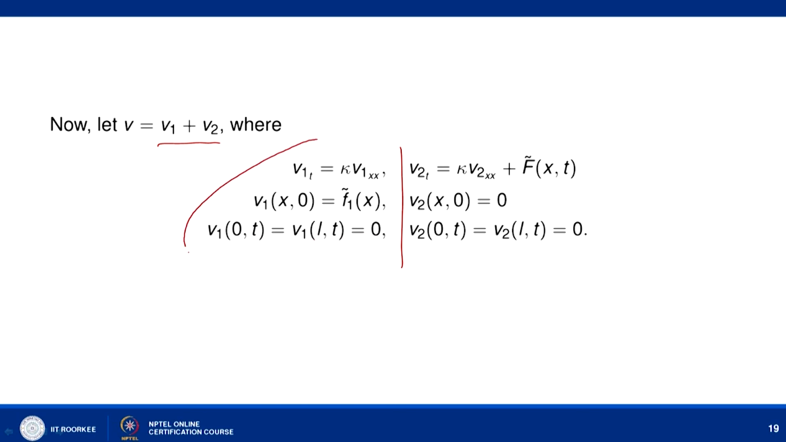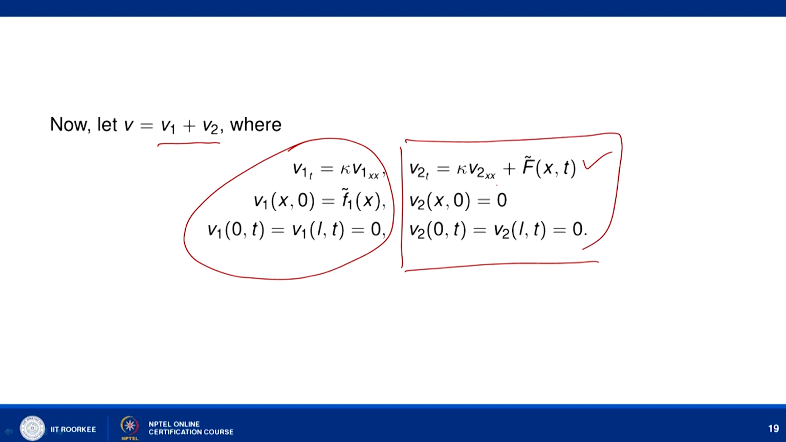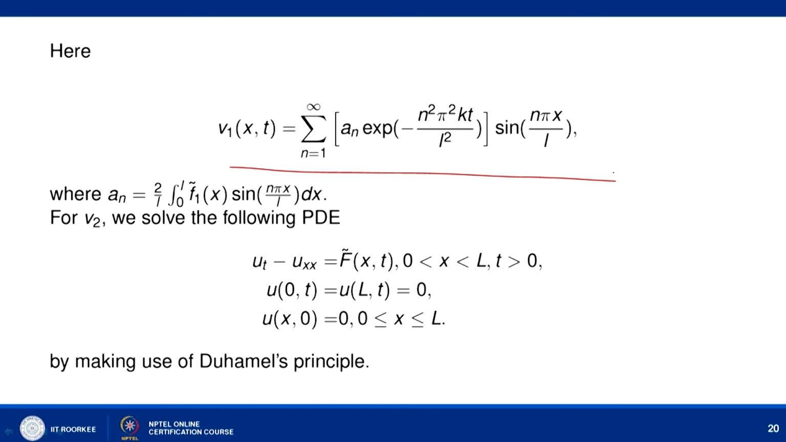So, this is the usual problem which we have, we know how to find the solution, but this v2 will satisfy the non-homogeneous equation with homogeneous initial condition and homogeneous boundary condition, that is v2_t equal to k v2_xx plus f tilde x,t, v2(x,0) equal to 0, v2(0,t) equal to v2(L,t) equal to 0. So, v1 we can find like this: sum n equal to 1 to infinity a_n exponential of minus n squared pi squared k t upon L squared sin n pi x by L, and where a_n you can find as 2 by L integral 0 to L f1 tilde x sin n pi x by L dx.